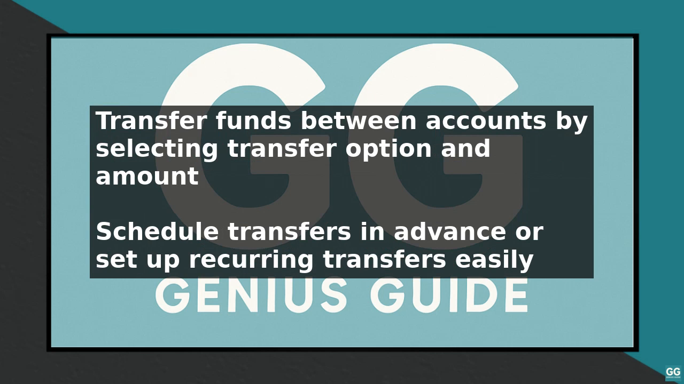Another useful feature is mobile deposit, which allows you to deposit checks remotely using your smartphone camera. To use mobile deposit, select the deposit option from the menu. Take a picture of the front and back of the check, and enter the deposit amount. Make sure to endorse the check with your signature and the words "for mobile deposit only."